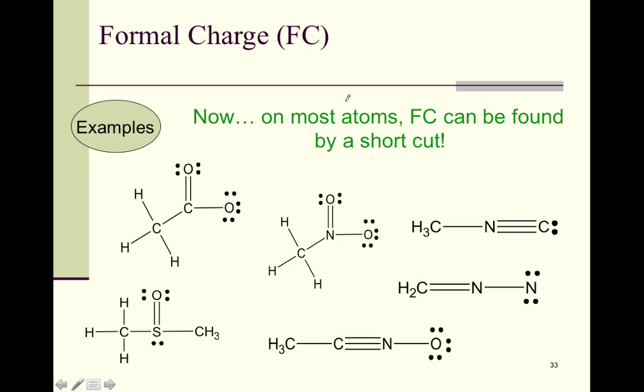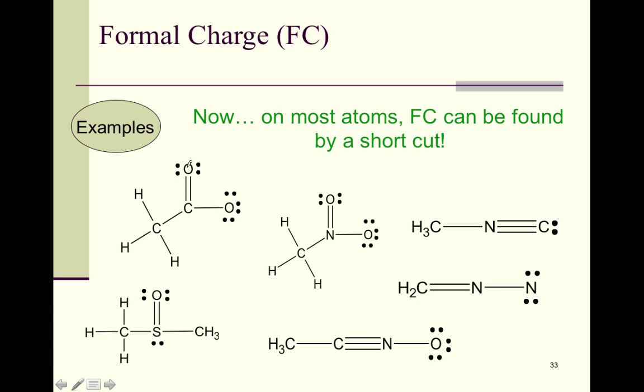Okay, here's my shortcut. On most atoms, formal charge can be found by a shortcut. Now, on the previous slide, you can do formal charges for everything, but most of the time, the shortcut's going to work for you. What you have to keep in mind is the preferred number of bonds. So let's take a look here. If it has the right number of bonds, there's no charge there. So carbon needs 4 bonds total. This one has 4, so there's no charge on this carbon at all. No formal charge. This carbon, how many bonds does it have? 1, 2, 3, 4. So there's no formal charge on that one either.